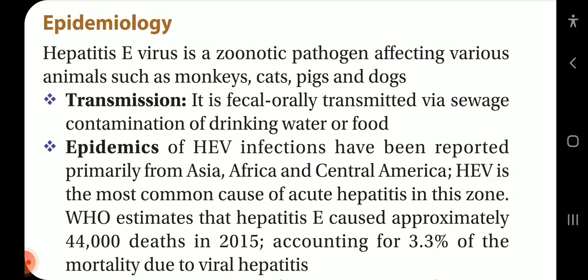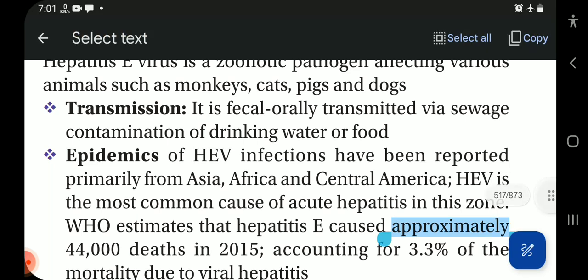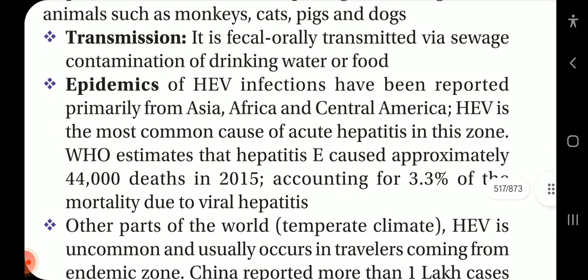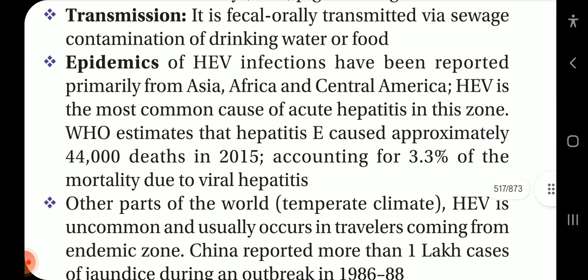Epidemiology: hepatitis E virus is a zoonotic pathogen affecting various animals such as monkeys, cats, pigs, or dogs. Animal transmission. It is fecally-orally transmitted via sewage contamination of drinking water or food. Epidemics of HEV infections have been reported primarily from Asia, Africa, Central America. HEV is the most common cause of acute hepatitis in this zone.